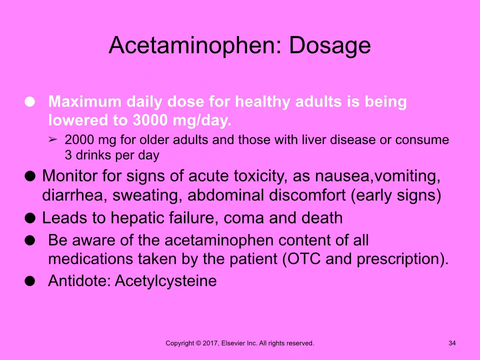You want to watch for acute toxicity. Early signs are nausea, vomiting, diarrhea, sweating, abdominal discomfort. And that could be hard to know what the cause is because there are such vague symptoms. But too much acetaminophen can lead to hepatic failure, a coma, and death. So we want to be aware of the amount of acetaminophen that the patient's taking over the counter and prescription. So when you get their med list, you also want to include over the counter drugs as well as prescription to go through with them. The antidote is acetylcysteine for the patient.